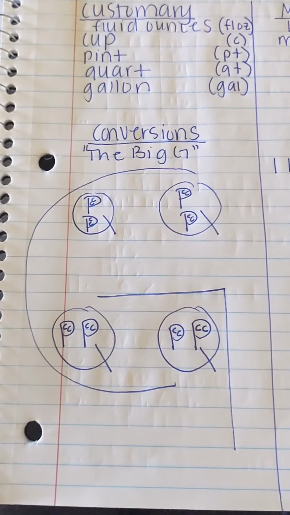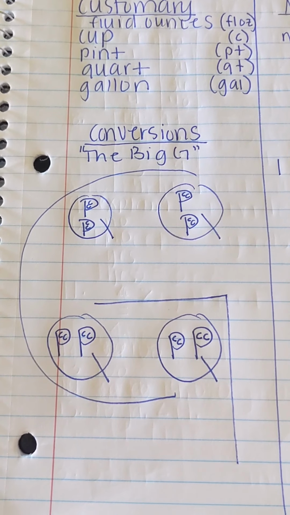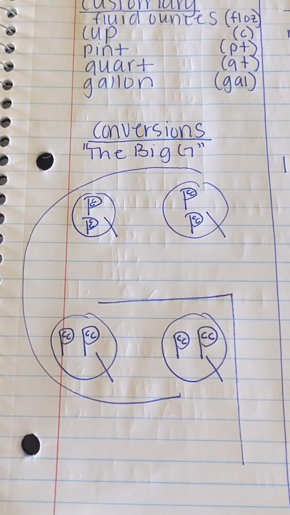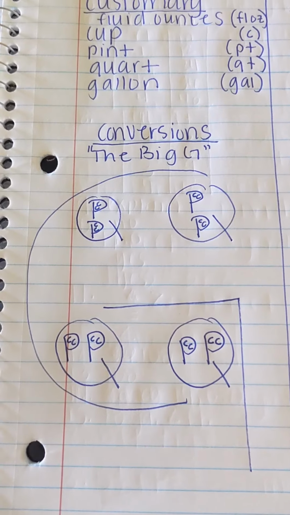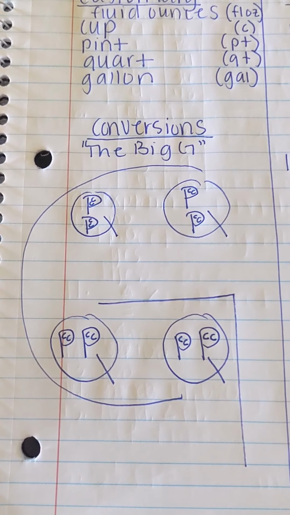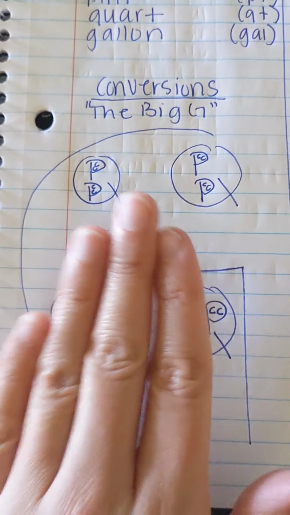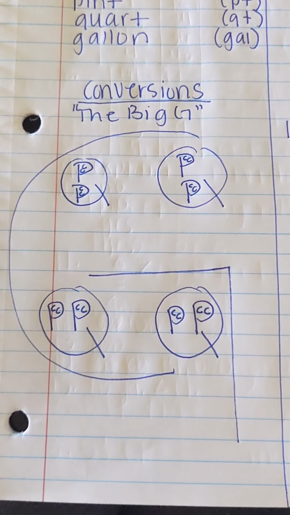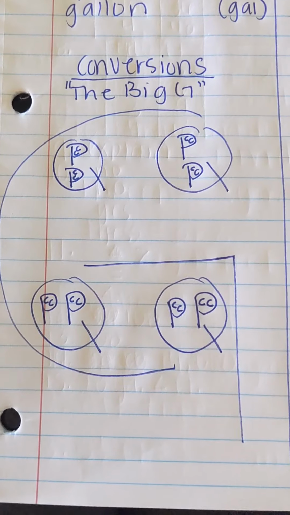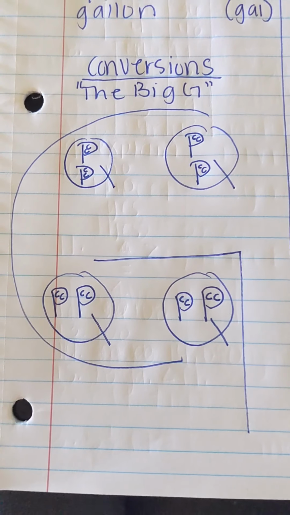Imagine the big G in your head. After you've written the notes, think to yourself, how many Q's were in the big G? Oh yeah, 4. How many P's were in each Q? Oh yeah, there was 2. So on and so forth. Try to get this memorized because the faster you have the big G memorized, the easier your conversions will be when it comes time to do those problems.